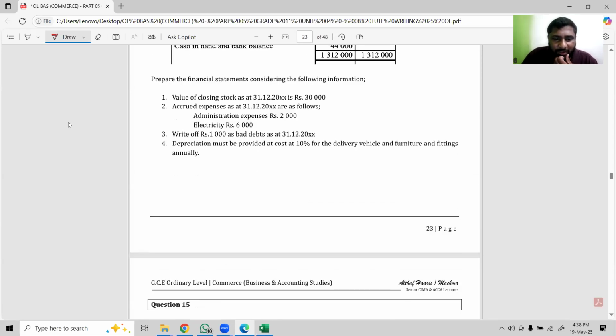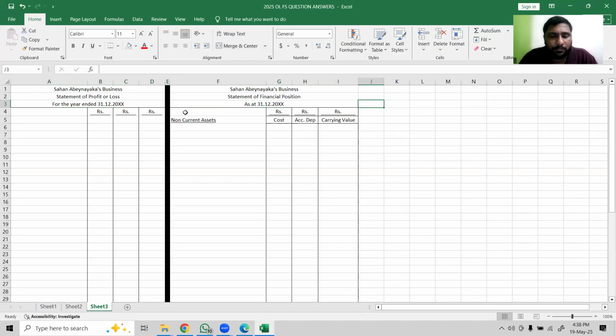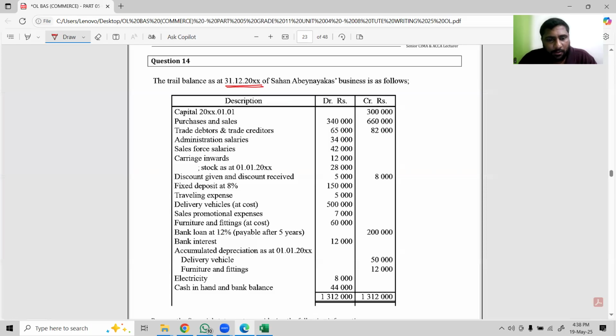So requirement is not there. Requirement is, it's there. No? Prepare the financial statements for the year ended 31st December 20XX. So we'll quickly finish the trial balance items.